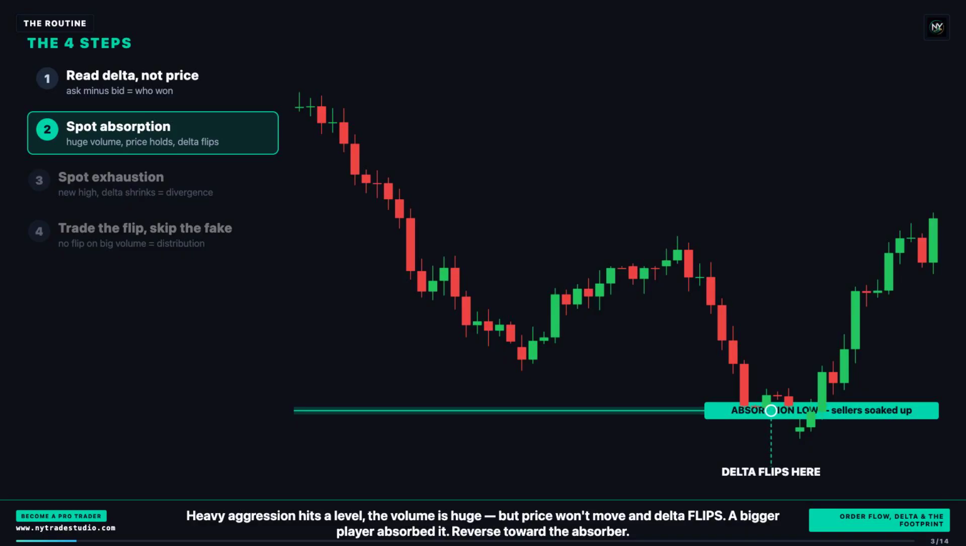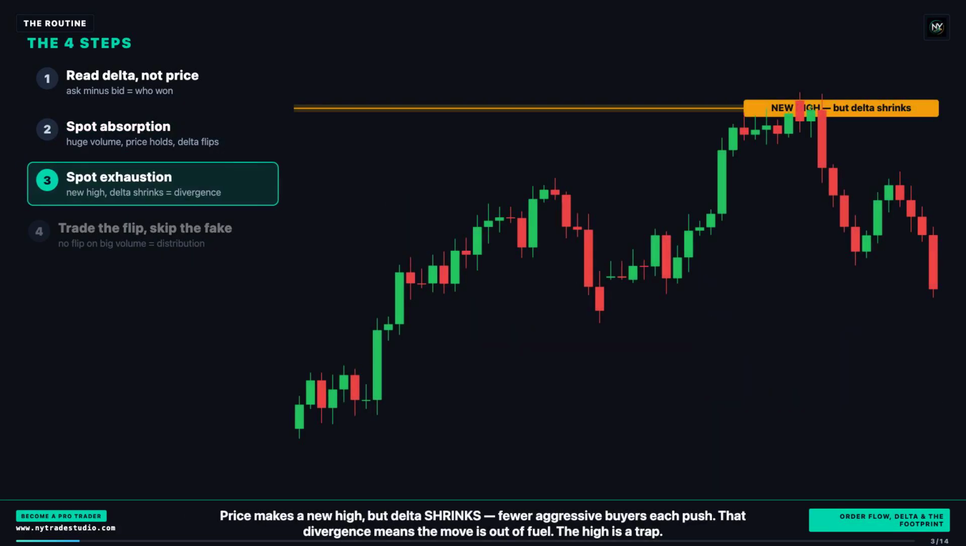Step 3, spot exhaustion. The opposite tell. Price grinds to a new high, but the delta is shrinking. Each new push has fewer aggressive buyers behind it than the last. Price up, delta down. That divergence is the move running out of gas, and that new high is bait.